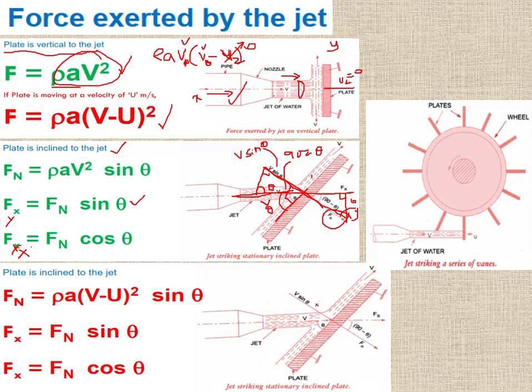Same here again, if the plate is moving at an angle theta, what would be the difference? We can replace this velocity v with the approach velocity, or the relative velocity. Whatever is the velocity of the jet and whatever is the velocity of the plate, the relative velocity will be equal to v minus u. With this difference of velocity, the jet will approach the plate.